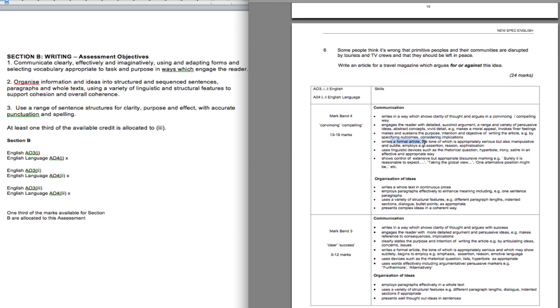Write a formal article, the tone of which is appropriately serious but also manipulative and subtle. So subtlety again is a key thing if you want the top marks. You have to be as good as, or nearly as good as, the best you can. You know, professional writers, obviously you're not expected to be them, otherwise you'd be getting paid what they get paid, but you've got to start showing that you're trying to mimic other people's kind of writing work.